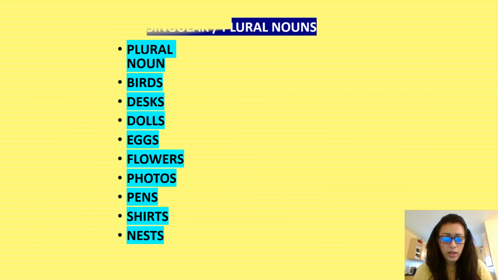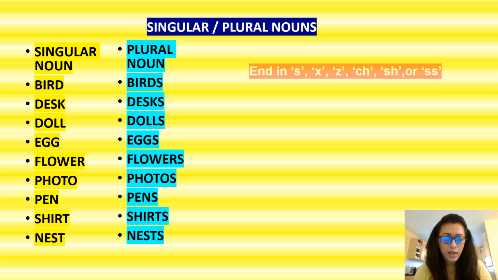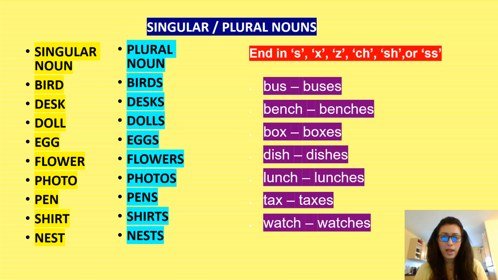All right, so let's take a look at the plural and the singular nouns. Now, a singular noun refers to one person, place, or thing, and a plural noun refers to more than one person or place. Singular nouns can be bird, desk, doll, egg, flower, photo, pen, shirt, nest, and plural nouns can be birds, desks, dolls, eggs, flowers, photos, pens, shirts, nests.